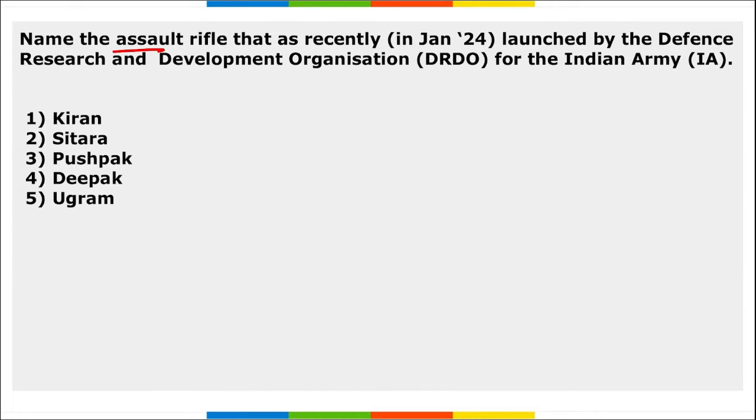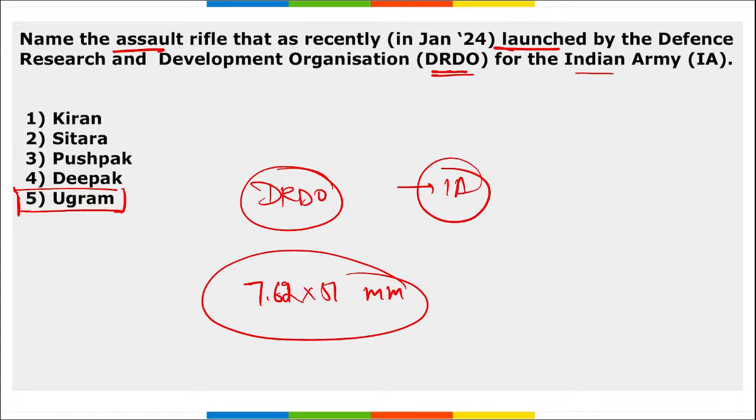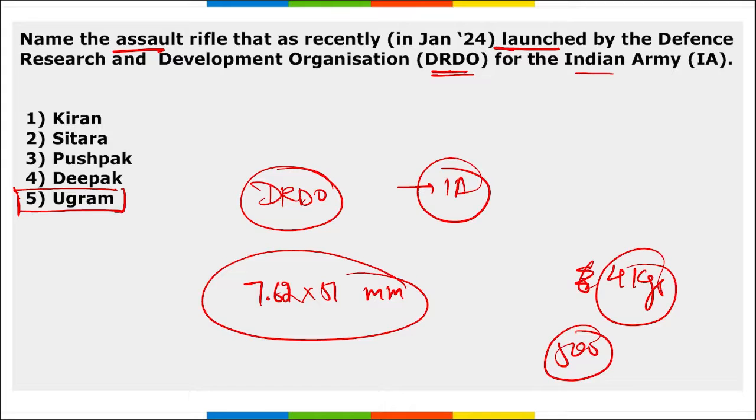Next, name the assault rifle that was recently launched by DRDO for Indian Army. That is named Ugram. Right? Ugram, this is the name of the assault rifle launched by DRDO. Correct? And it was launched for Indian Army. Take a note of this. This is 7.62 by 51 mm caliber. This weighs less than 4 kgs and it has 500-meter firing range.